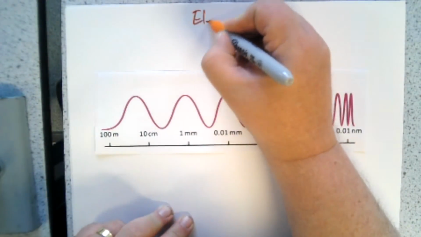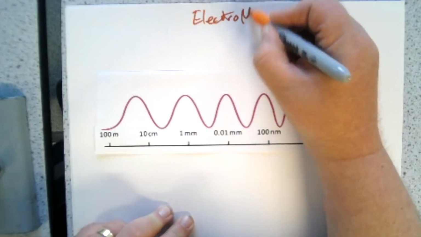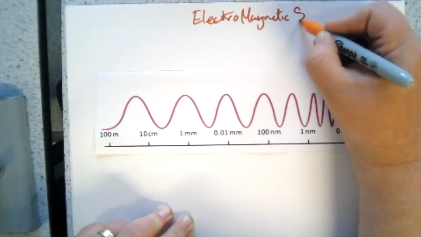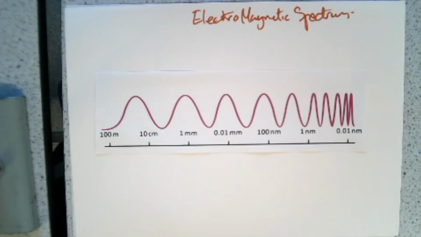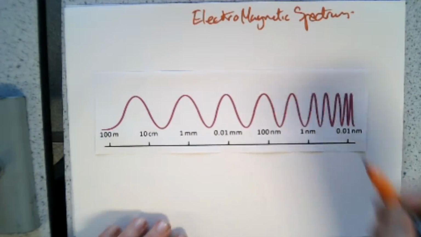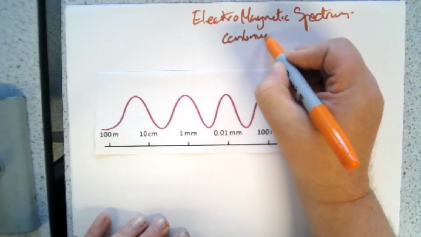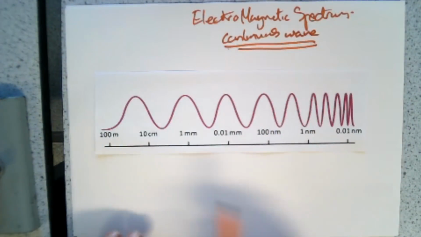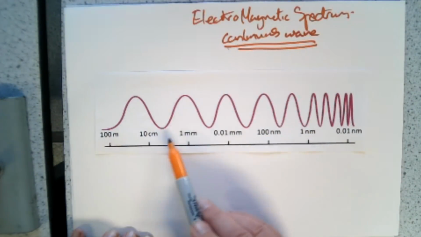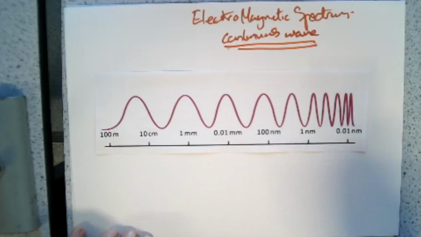So I've actually got in front of me here a wave pattern, and that's representing the electromagnetic spectrum. The first thing that you've got to be able to do is tell me that the electromagnetic spectrum is what we call a continuous wave. A continuous wave. Now, if you look at this wave, it goes continuously. There are no breaks in it. So every single part of the electromagnetic spectrum blends into each other.